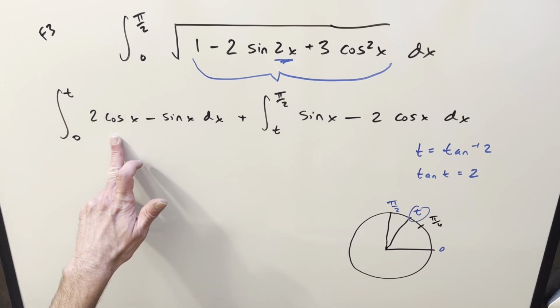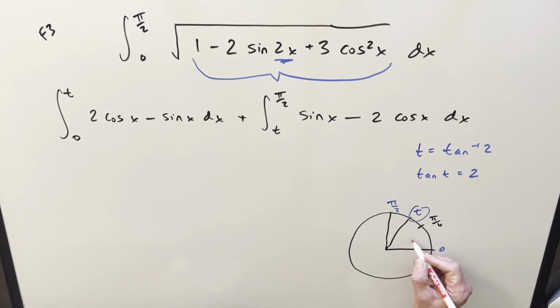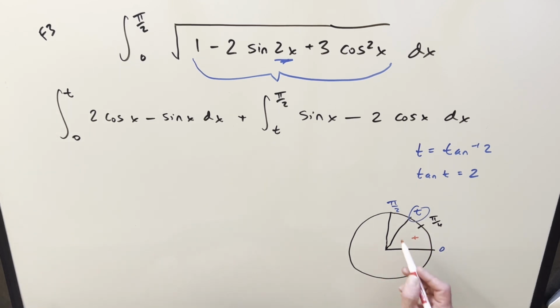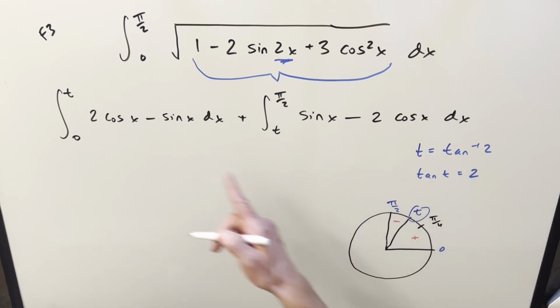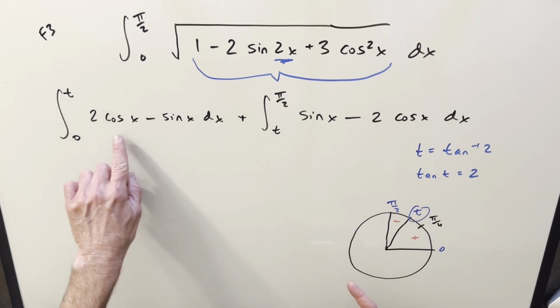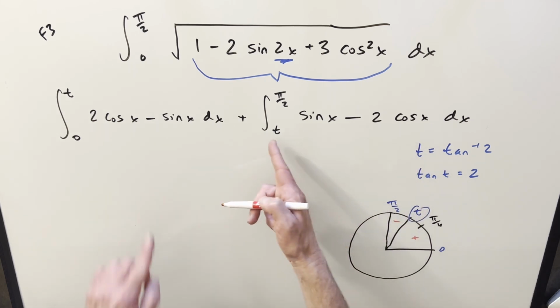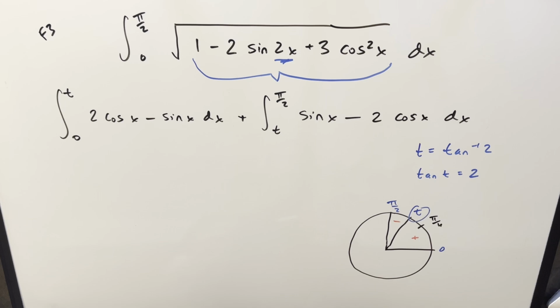Just looking at the first one, I should mention, everything along here is always going to be positive. The cosine values are going to be larger from 0 to t, and so that's why in this one we just dropped the absolute value. But over here, everything's going to be negative. The sine value is always going to be greater than 2 times cosine x here. So in order to drop the absolute value here, notice I just reversed it, just reversing the sign.